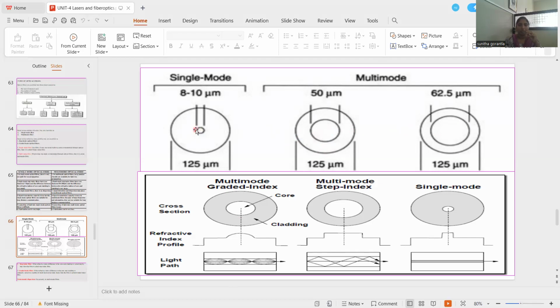So because of this small core diameter, a single ray of propagation is possible. See here, single mode propagation is possible in single mode optical fibers. Because of the large core diameter, multimode propagation is possible in multimode optical fibers.